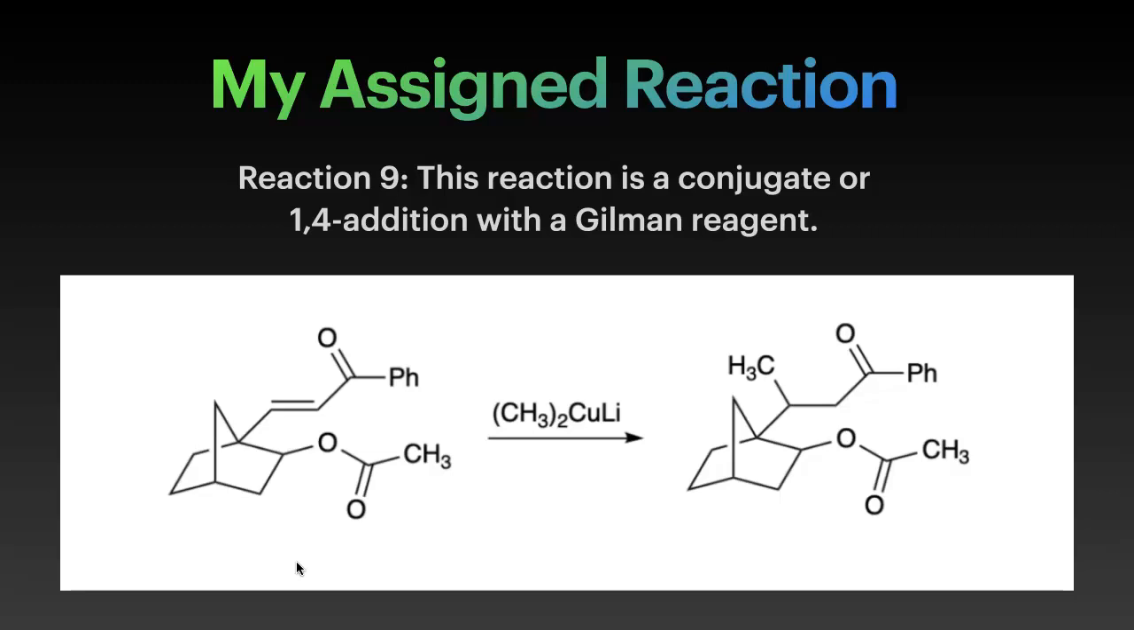My assigned reaction is number 9, which is a conjugate or 1,4 addition involving a Gilman reagent. This type of reaction occurs specifically with conjugated systems, where an alkene is directly connected to a carbonyl group. Because these two functional groups are connected, electrons can move across the system through resonance, which is what allows the nucleophile to attack a different position than expected.